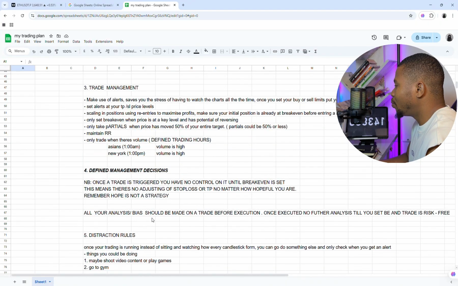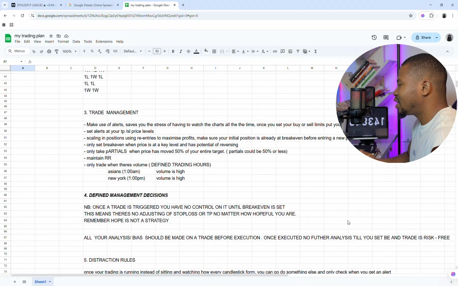All your analysis or bias should be made on the trade before execution. Once executed, no further analysis till you set break even or trade risk free. Now I'm saying all this based on personal experience, because I've had cases where, after making my analysis, the trade has triggered and is running. Look at what I do. I'll start making analysis again on a trade that is running. Maybe I had a buy bias before that made me enter the trade. Now let's say the trade is going against me. I'll start thinking, okay, this trade might actually sell. I'll start spotting areas where the market will sell from.